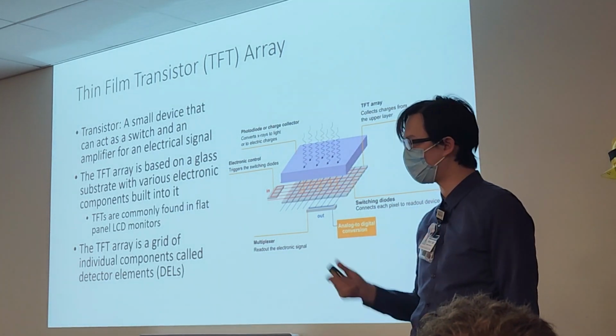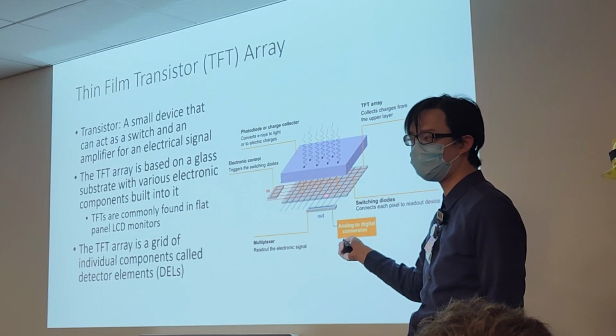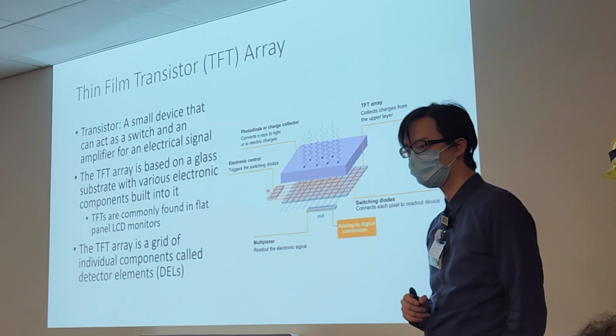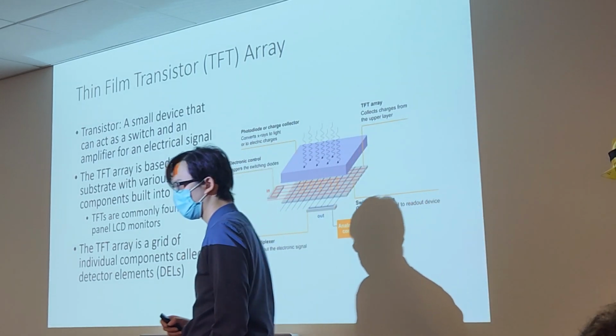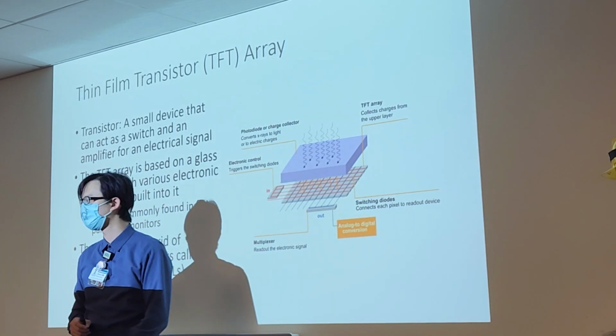So if you see a pixel on the image, that pixel had a DEL somewhere in the TFT array. So the small square here is the DEL of the TFT array.